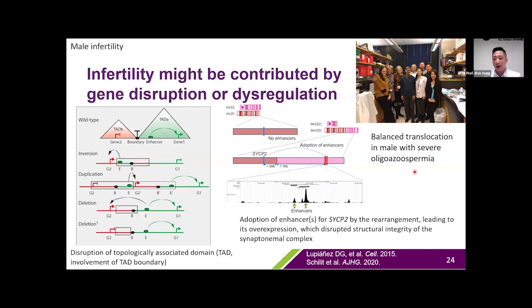This is a case published by Professor Cynthia Morton at Harvard Medical School. The male suffered severe oligospermia, and a balanced translocation was present involving chromosome 20 and chromosome 22. The take-home message is that a gene located 1.5 megabases away from the breakpoint junction adopts enhancers 7.1 megabases away from the breakpoint junction in chromosome 22 as well. The end result is that overexpression of this gene disrupts the structural integrity of the synaptonemal complex and explains the male infertility. So maybe in a molecular manner, we might explain the result as well.